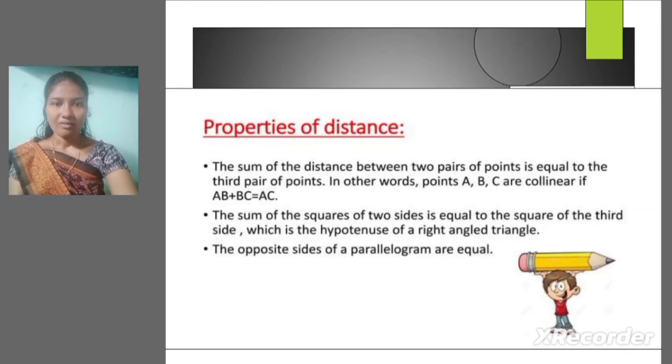Properties of distance. The sum of the distances between two pairs of points is equal to the third pair of points. In other words, points A, B, C are collinear if AB plus BC is equal to AC. The sum of the squares of the two sides is equal to the square of the third side, which is the hypotenuse of a right angle triangle. The opposite sides of a parallelogram are equal.